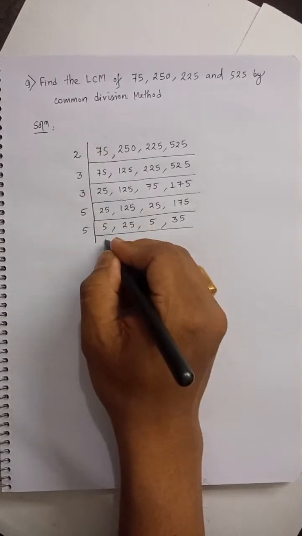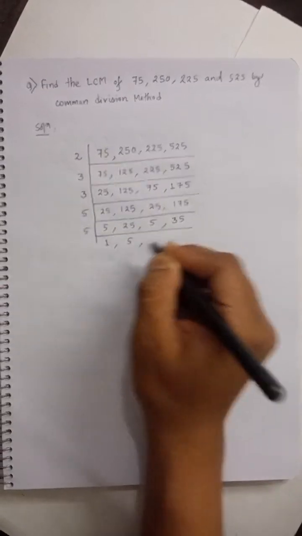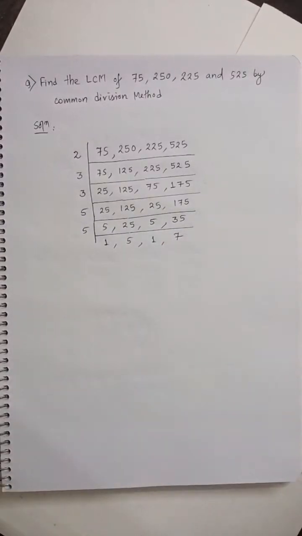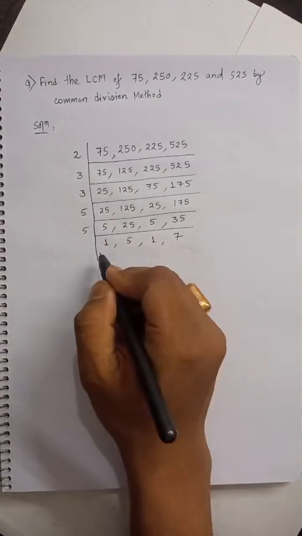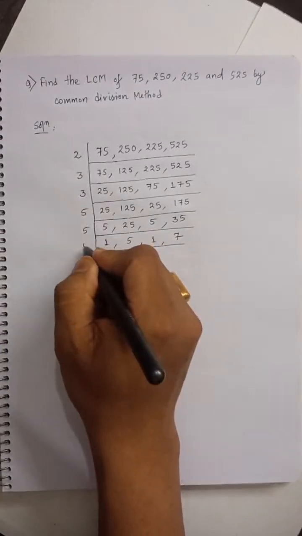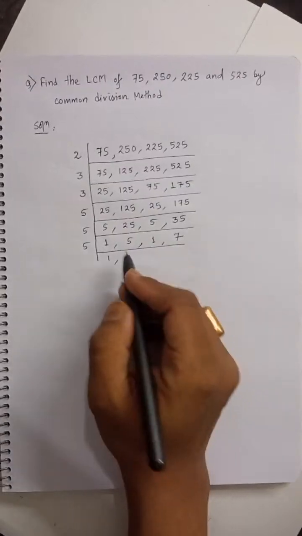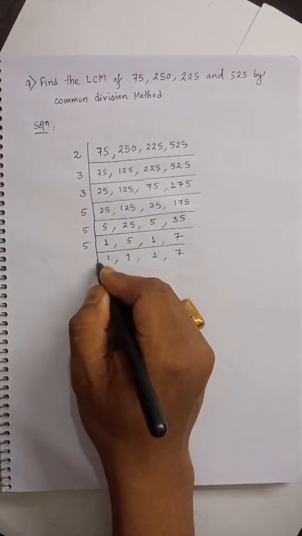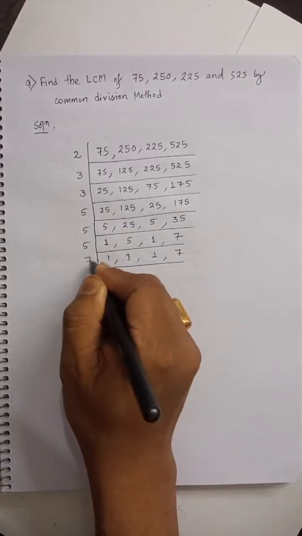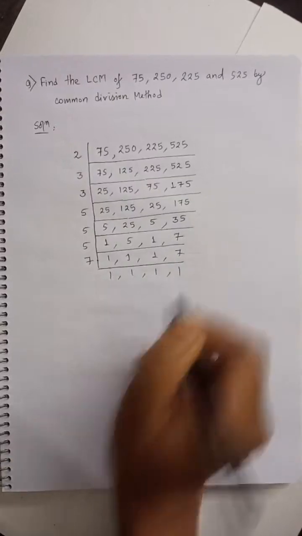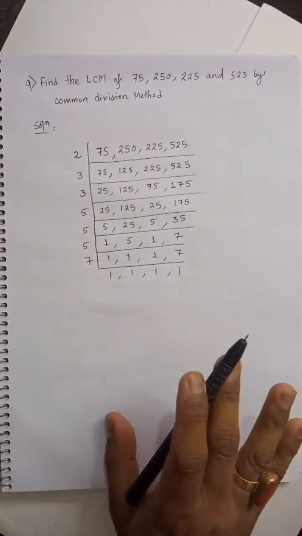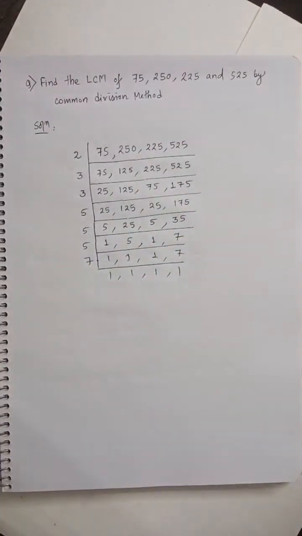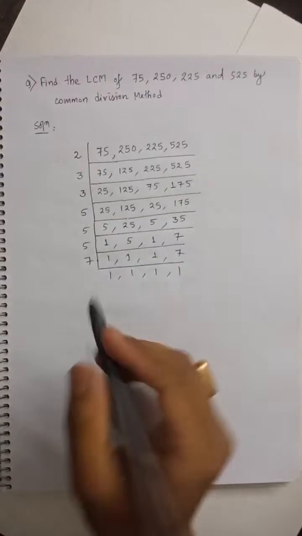5 into 1 is 5. 5 into 5 is 25. 5 into 1 is 5. 5 into 7 is 35. So 2 more steps. 5 divided by 5 is 1. 1 and 7. And lastly, we will divide it by 7. Okay, so our division part is over. Now we'll multiply all the factors and we'll get the LCM of these four numbers.